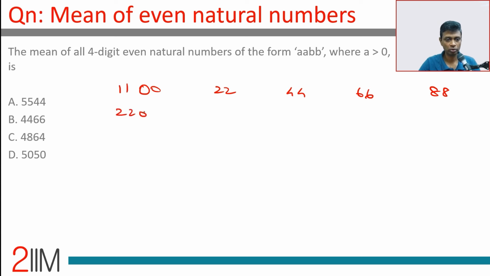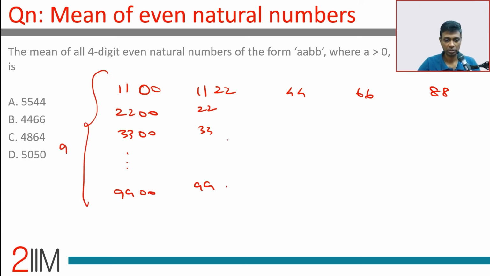1100, 2200, 3300, all the way to 9900. Likewise, 1122, 3322, all the way to 9922, and so on. So, 9 numbers here, 9 here, 9 here, 9 here, 9 here. Totally 45 numbers. If we add all of this up, then we should get somewhere with that. How do we add all of this up? So, think about this. 1100 plus 2200 plus 3300 plus 4400 plus 5500 up to 9900, we can add all of those up.